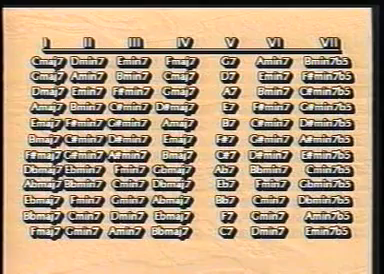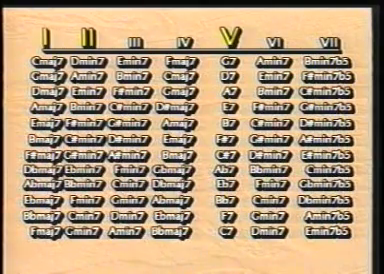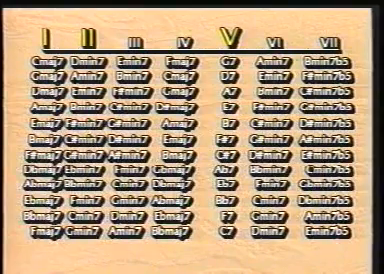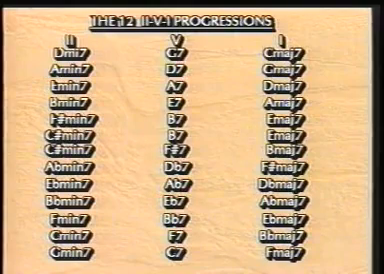A 2-5-1 progression then in the key of C is D minor 7 to G7 to C. Here's a chart showing the scale tone sevenths found in each of the 12 major keys. We've highlighted the 2, the 5 and the 1 in each key. On this chart, we've just shown all 12 2-5-1 progressions.